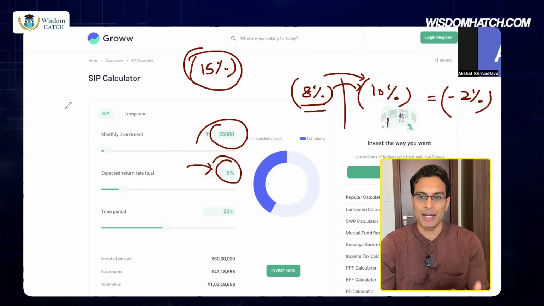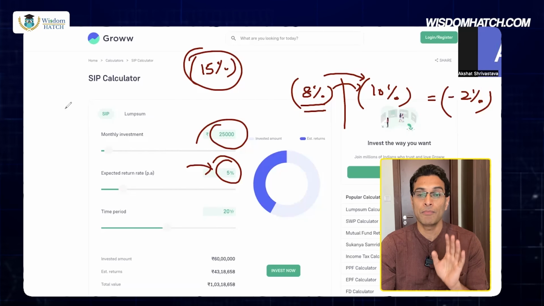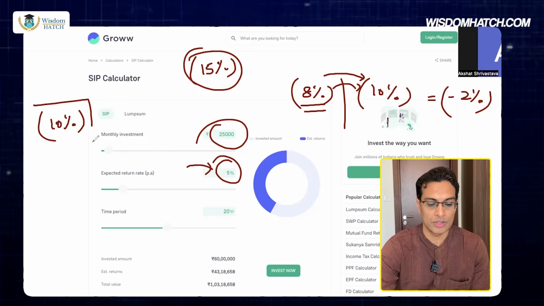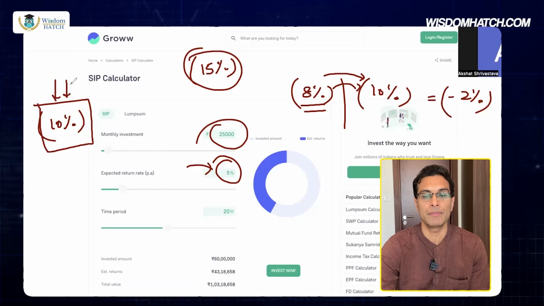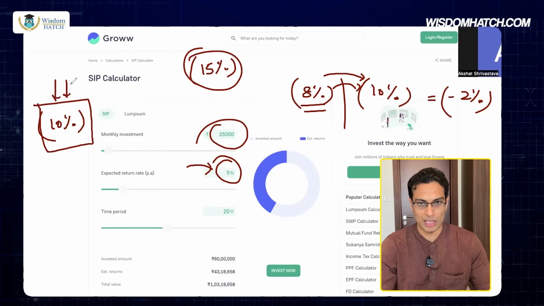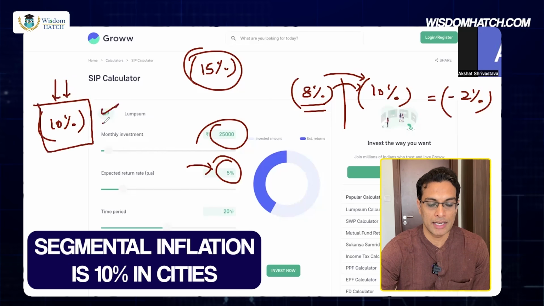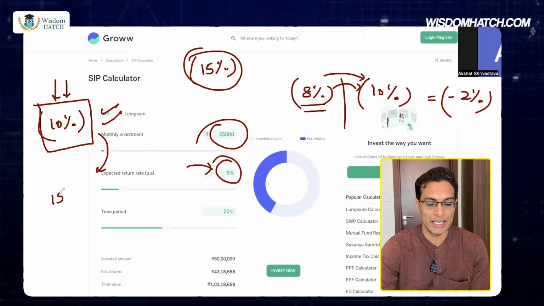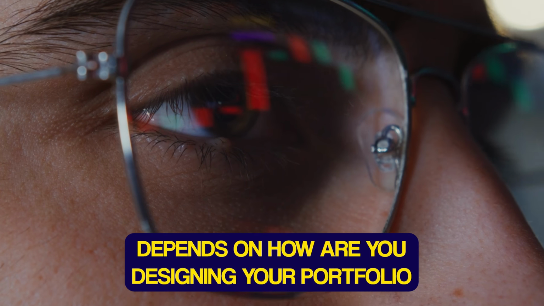But anyway, coming back to this topic, my first simple, very important key takeaway for you is that I am estimating that right now the segmental inflation for most people living in Bangalore, Delhi, Mumbai, all these places is close to 10%. If you require any wealth growth on your portfolio, you need to be targeting 15%. Now, can you get 15% growth? It depends on how you are designing your portfolio. Of course, 15% growth can be achieved. I have done it consistently. Many of my students have done it consistently.